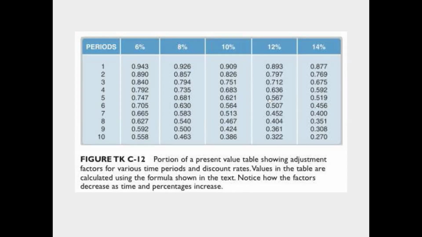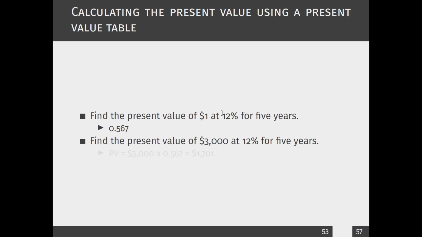To get $1 after 5 years with 12% interest, how much do I have to have today? If you go together with the table, if you look at 5 here and 12%, you will get 0.567. To get $1, you have to have 0.567. Okay, second part of the question.